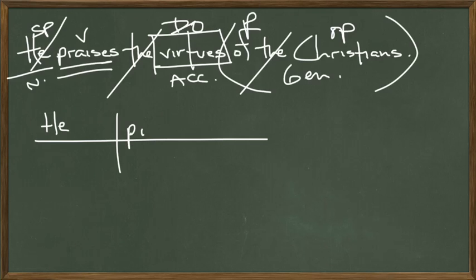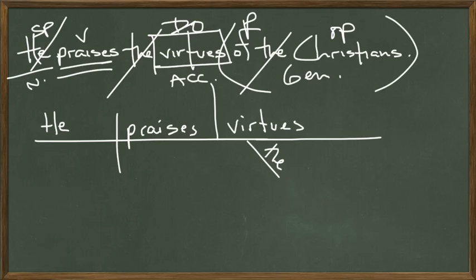He praises, we have a direct object, so we put it on the main line after a straight stick. He praises virtues. He praises the virtues of the Christians. We're going to do that to shorten it up. Okay, so now we just have to translate this into Latin. It's pretty wordy in English. We have 1, 2, 3, 4, 5, 6, 7 words. In Latin, it's only going to be 3 words.